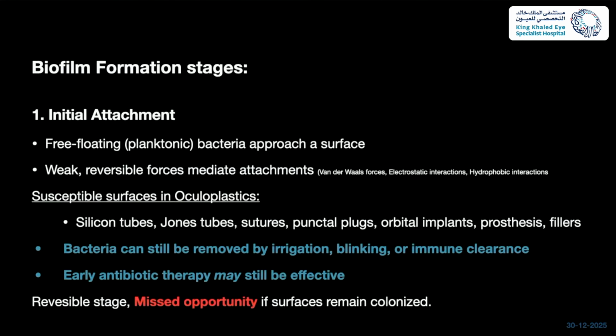For a biofilm to mature, it has to go through 4 stages. The first one is the initial attachment. When free-floating planktonic bacteria approach a surface, weak reversible forces mediate attachment, and we do have a lot of susceptible surfaces in oculoplastics, as we mentioned, such as the tubes, the punctal plugs, the implants, prostheses, and fillers. Bacteria can still be removed in this stage by irrigation, blinking, or immune clearance.